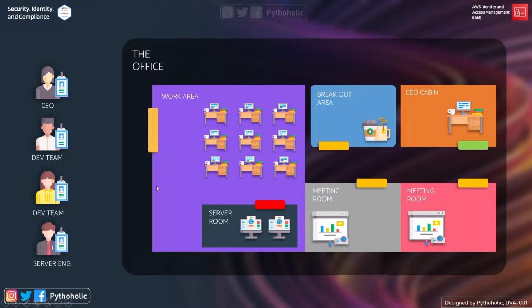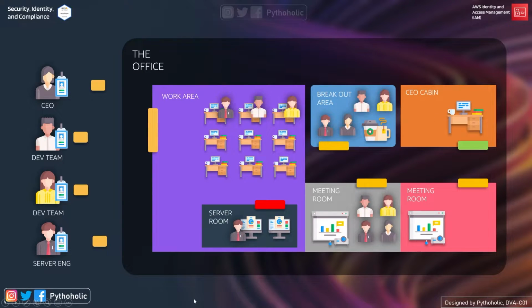Watch this, it is very interesting. When the office starts, we can see each employee has access to his or her respective work area, and all of the team members have access to the work area, breakout area, and the meeting rooms because they will be using it. Next, the CEO is the only person who has access to the CEO's cabin. So if you can see here, we have the green color door and the green color code matching for the CEO. Next, the CEO and the server team have access to the server room.